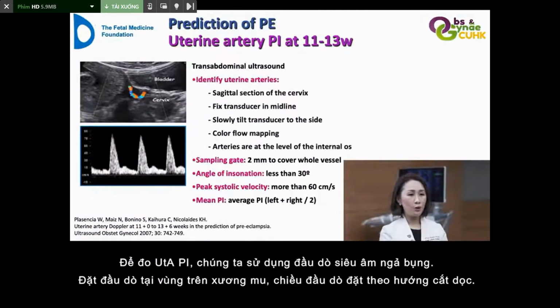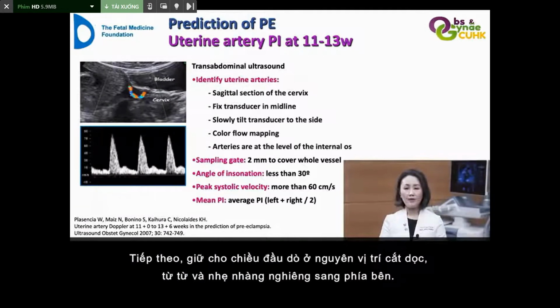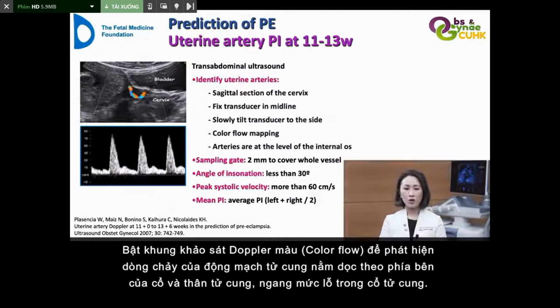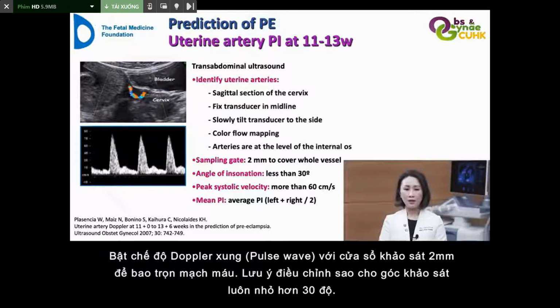For the measurement of uterine artery pulsatility index by transabdominal ultrasound, with the transducer being placed longitudinally over the suprapubic area, a sagittal section of the uterus is obtained, and the cervical canal and the internal cervical os are identified. Subsequently, fixing the transducer in the midline, slowly and gently tilt it to the side, and color flow mapping is used to identify each uterine artery along the side of the cervix and the uterus at the level of the internal os. Pulsed wave Doppler is used with a sampling gate at 2 mm to cover the whole vessel, and care is taken to ensure that the angle of inclination is less than 30 degrees.